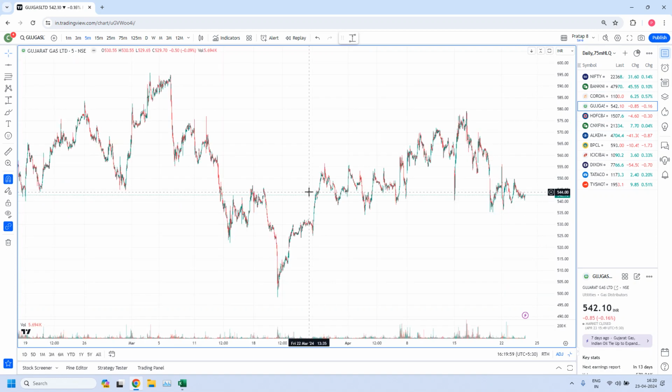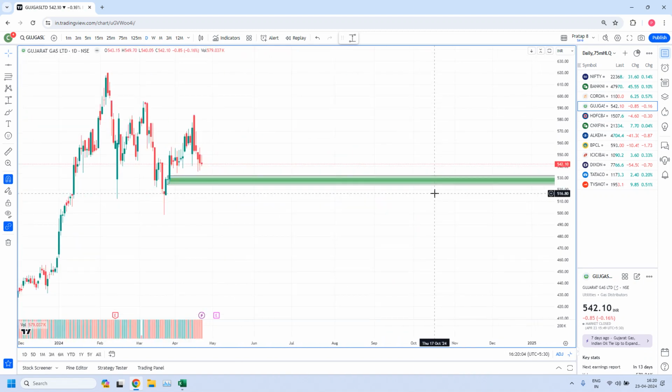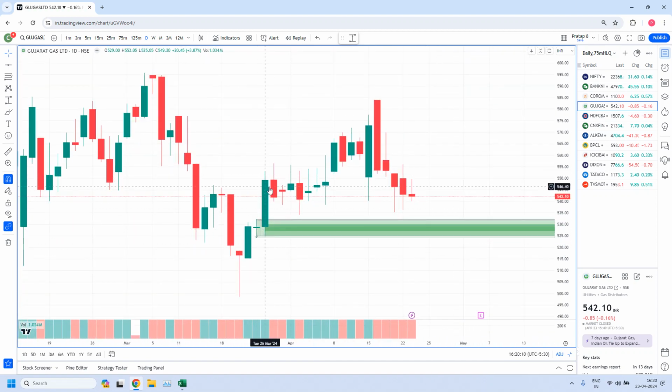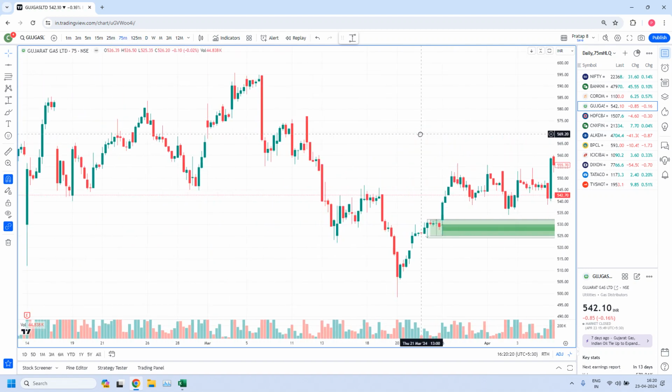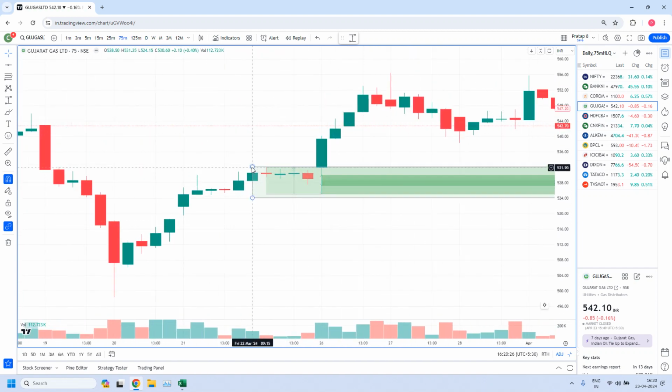And the next one is Gujarat Gas. This is also a daily demand zone. See here we have a rally, base, rally. This is a high liquidity zone. And this is fine-tuned with 75 minutes. So the entire candle you can consider as a leg-in ERC. Then 1, 2, 3, 4 base candles and a rally candle. This is the way you have drawn the 75-minute zone.